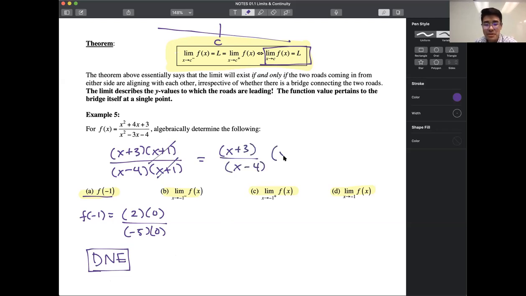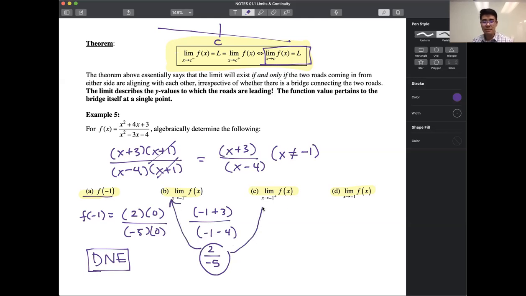But I'm just going to put this little reminder for myself that x cannot equal -1, because that is a domain error in the original function. And now we can evaluate this by plugging the limit into our new function. And so we see that as we approach from the left-hand side, -1 + 3 over -1 - 4, we get +2 over -5. So the limit as x approaches -1 from the left-hand side is -2/5. And it'll actually be the same if we plug in -1 here because there's no discontinuity.